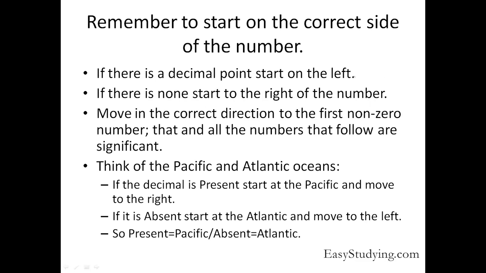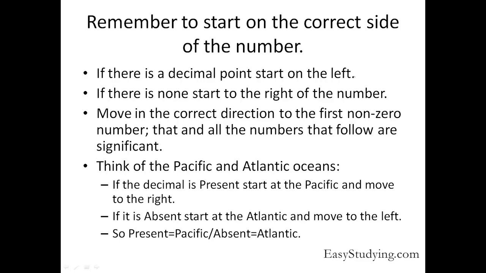An important rule of thumb to remember is to start on the correct side of the number. When you have a decimal point, you need to start from the left of the number and then count towards the right. If there is no decimal point, start from the right of the number and then count to the left. Remember to move in the correct direction every time, or it will change the outcome of how many significant figures you have. A good acronym to remember this is the Pacific and Atlantic Oceans.